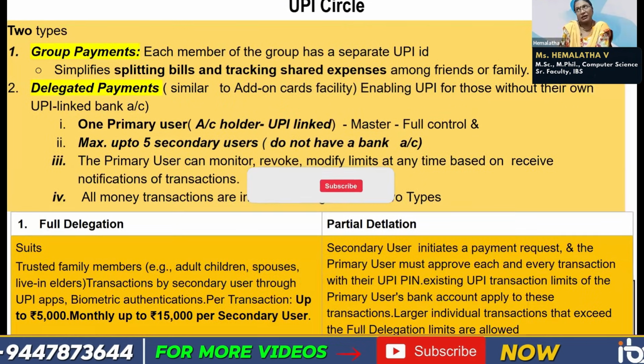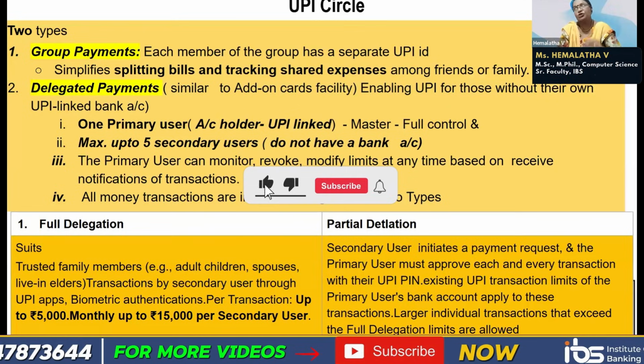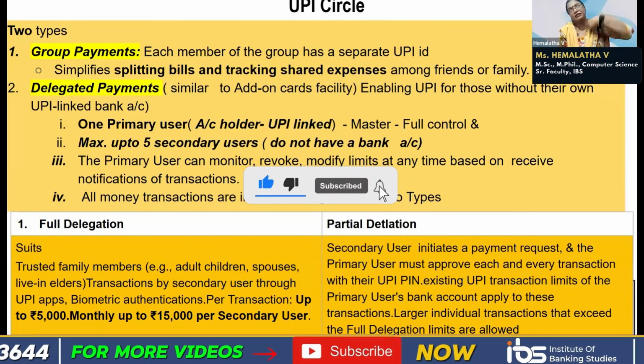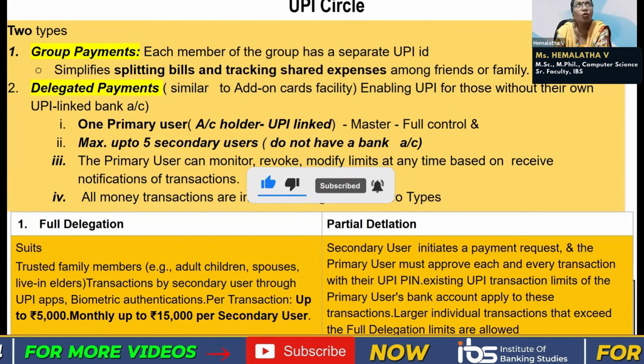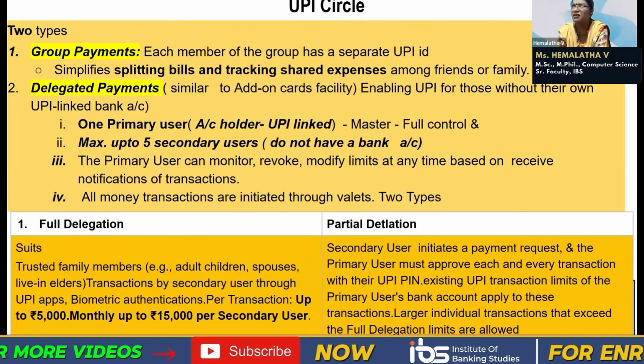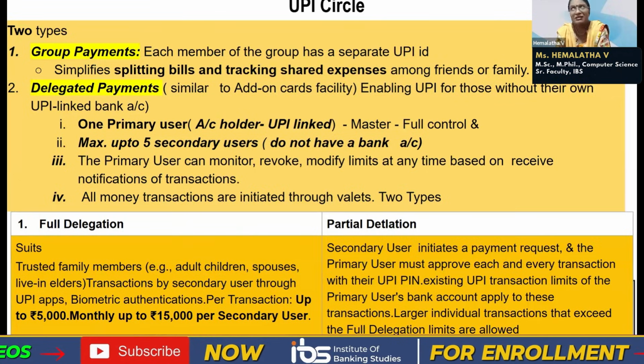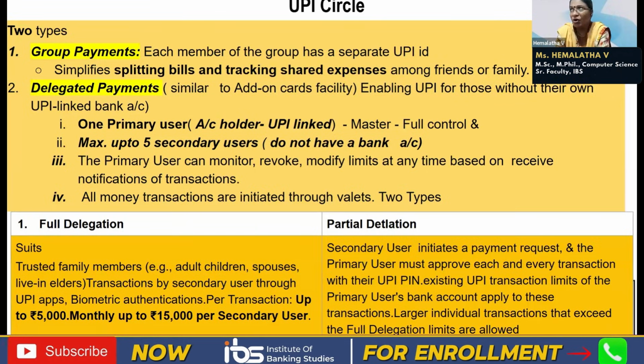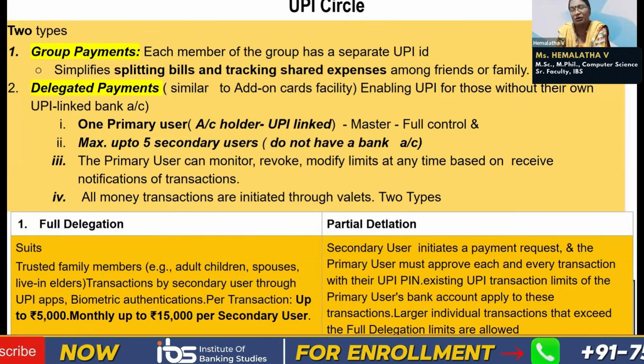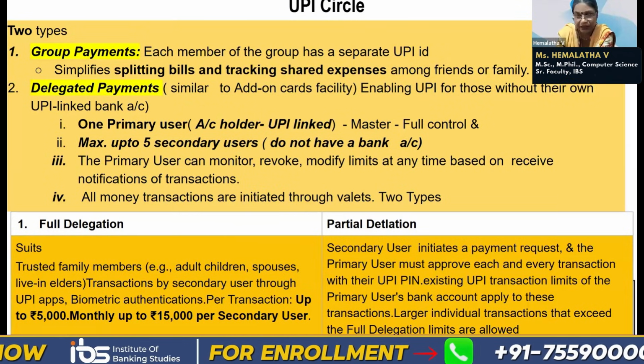Then UPI Circle. Nowadays, you would have seen one small button with a heart symbol in UPI transactions. That is group payments and delegated payments, they say. You may want to set up something like pocket money. What it is, we'll see here.